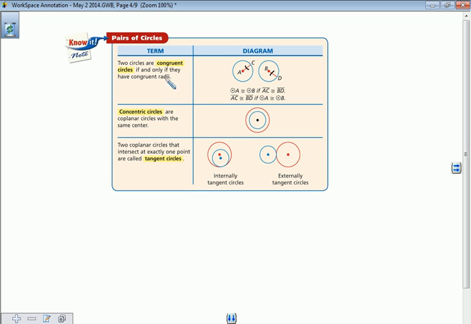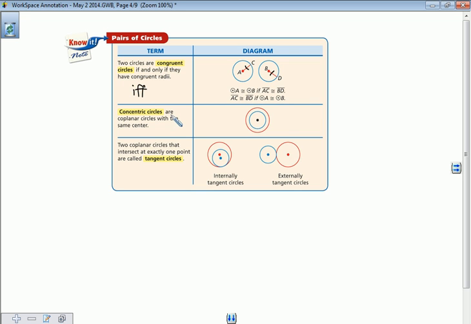to circle B. Now this if and only if, we could describe it as IFF, if and only if. So that means it goes both ways. So circle A is congruent to circle B if the radii are congruent, or we could say if the radii are congruent, then circle A must be congruent to circle B. So that if and only if, IFF, means it works both ways.